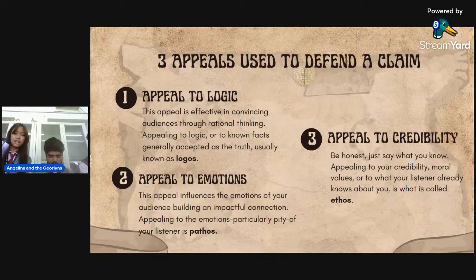And then appeal to credibility. You wouldn't even do it in the first place. You are trying to prove that it is not your intention. It will never be your intention to steal, and that is how to appeal with credibility. It is who you are as a person. You are trustworthy. That's how you can use the three appeals to defend a claim, to defend yourself that you wouldn't steal from Casey.